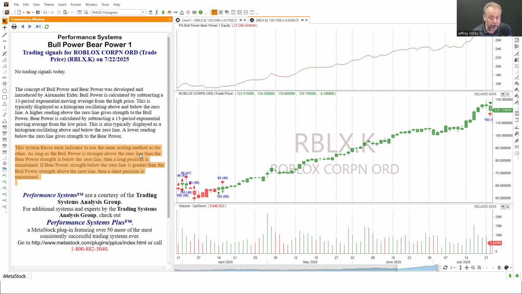We could go into more detail. If we're still not clear, we could Google bull power, or we could look at one of his books. I have a bunch of books over here, but that gives us an understanding of what this is.